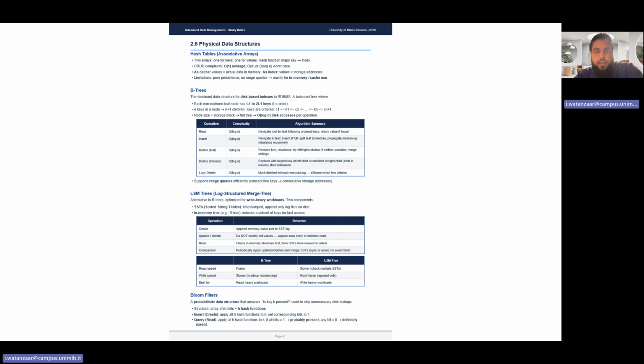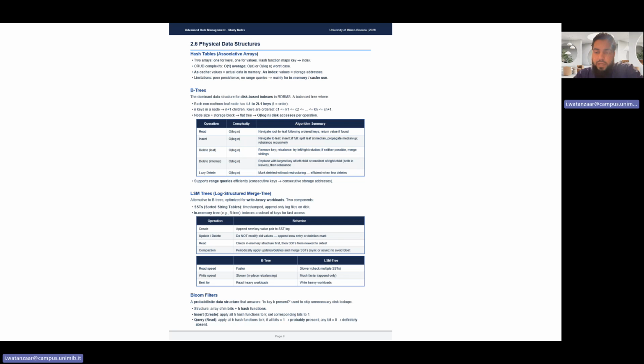Here is a short comparison of B trees versus LSM trees. In B trees, the read speed is faster, as we see, that is read heavy, and this one is write heavy LSM. So for read speed, the LSM is slower. It has to check multiple SSTs, sorted strings tables. In the sorted case, they have to go sequentially.